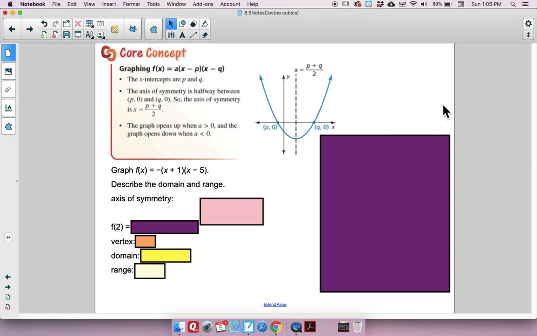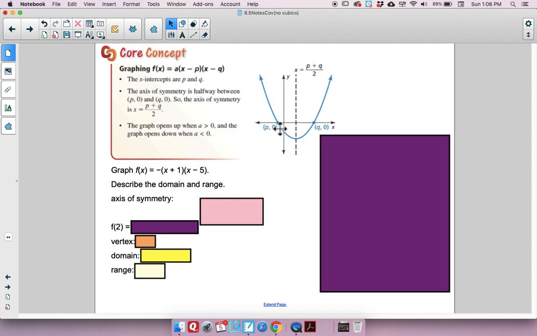Okay, our core concept here is if we have a function in the form of a times the quantity x minus p, x minus q, the x-intercepts are p and q. We've just talked about that. The axis of symmetry is halfway between p comma 0 and q comma 0. So if here's p comma 0 and here's q comma 0, the axis of symmetry would be right in between, right?